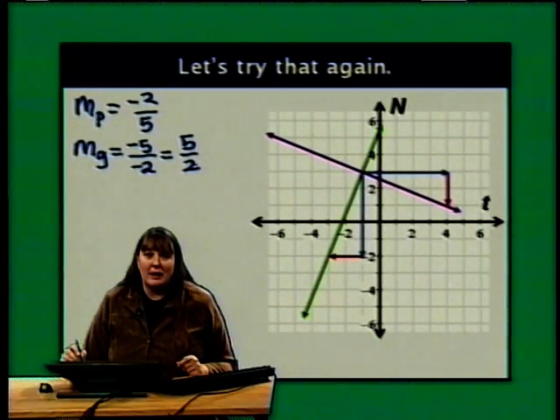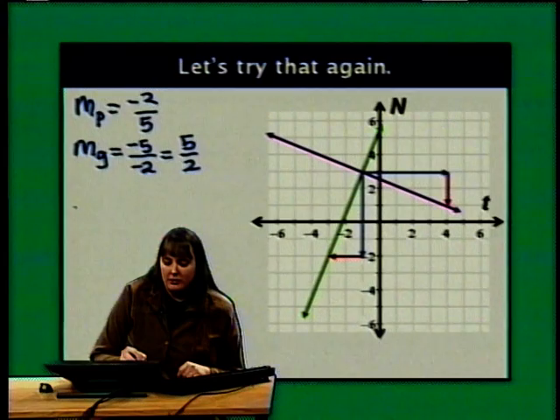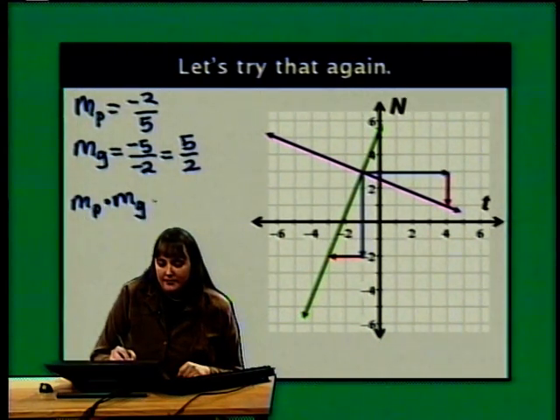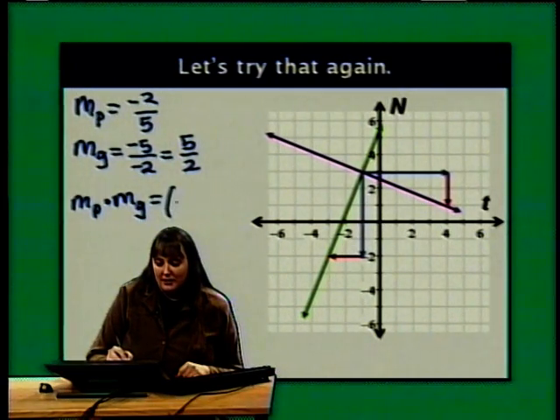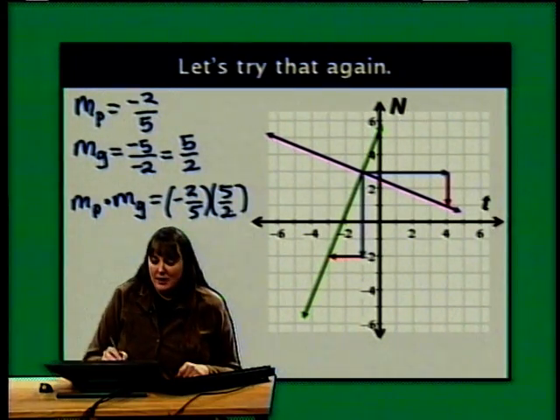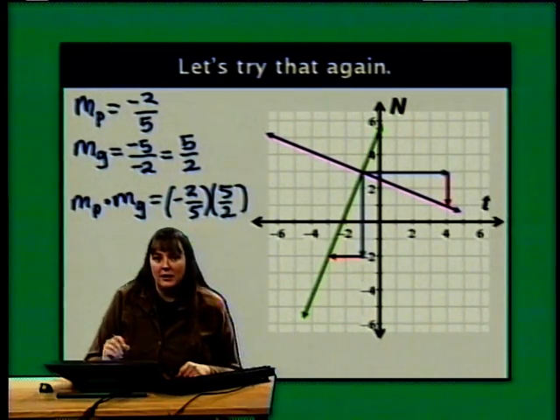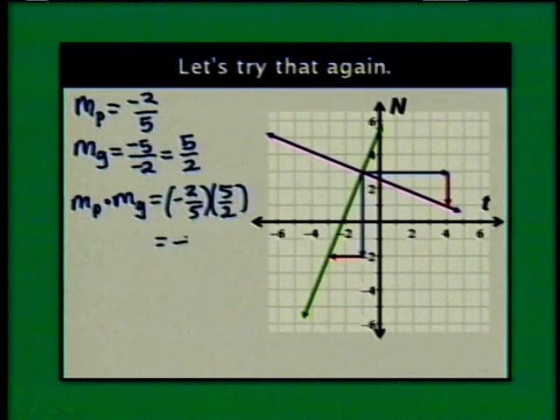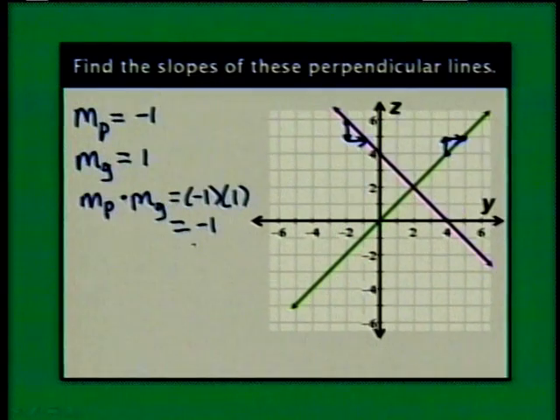Well, let's think again about the product of these two slopes. What do I get if I multiply the slope of the purple line by the slope of the green line? Well, now I'm multiplying -2/5 by 5/2. A negative times a positive is negative. 2 times 5 is 10, and in the denominator, 5 times 2 is also 10. 10 divided by 10 is 1. So the product of the two slopes is -1. That's the same product of the two slopes I got in the previous example.